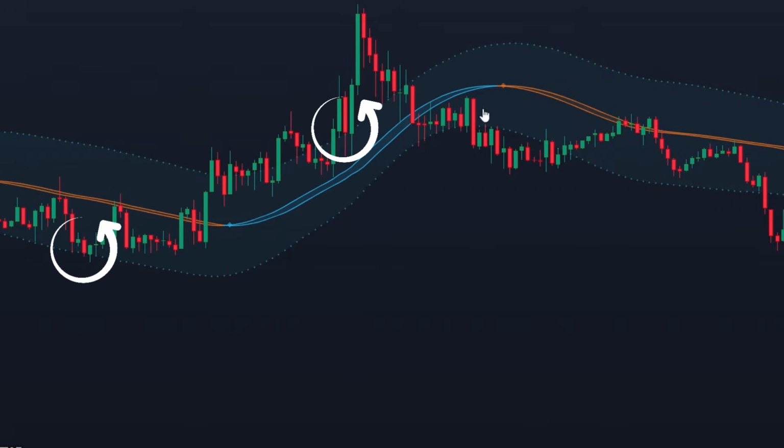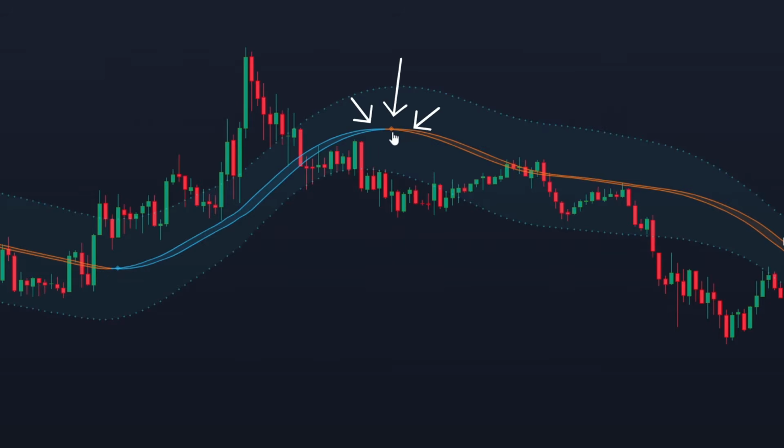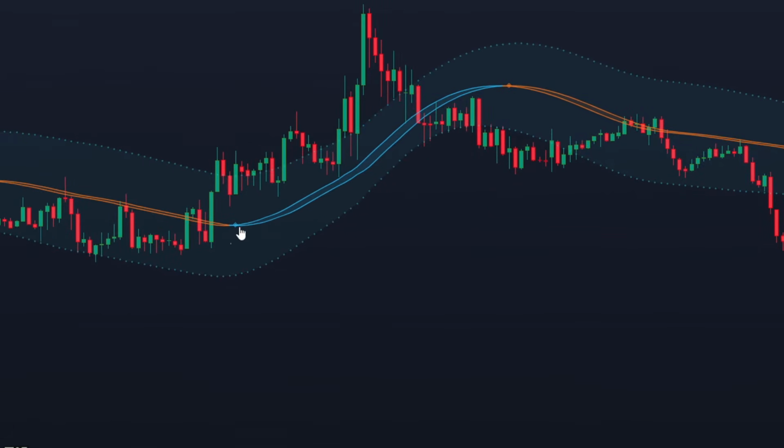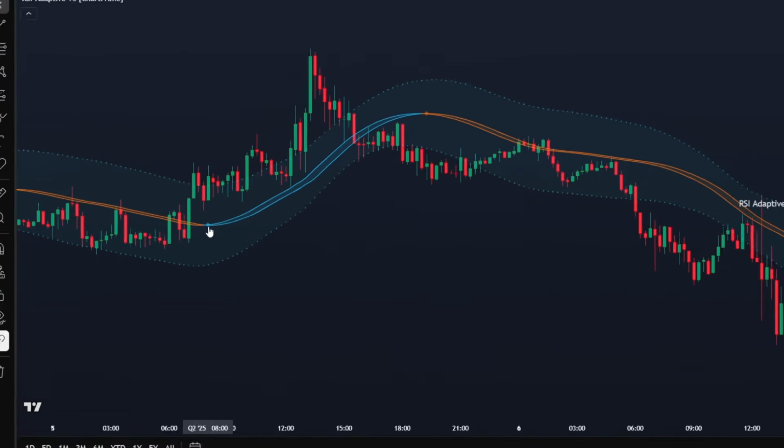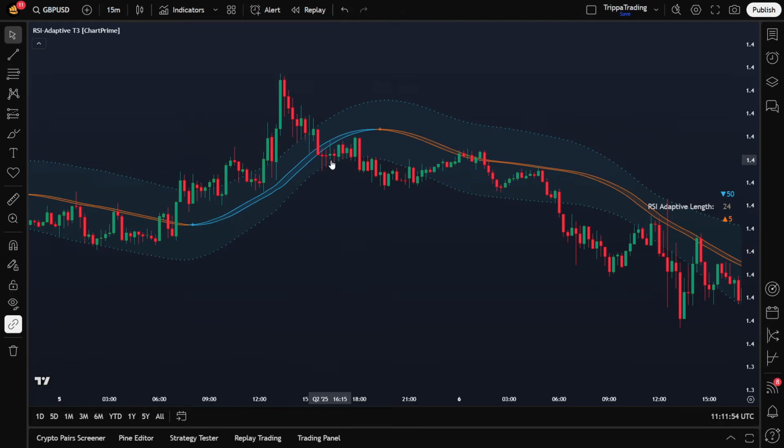Another key feature you'll see are small diamond-like or cross markers. These show up when the T3 line crosses a delayed version of itself. These markers are especially useful to detect potential trend reversals or even find pullback entries within an ongoing trend.